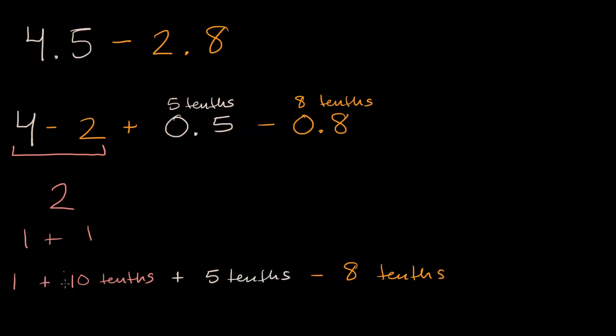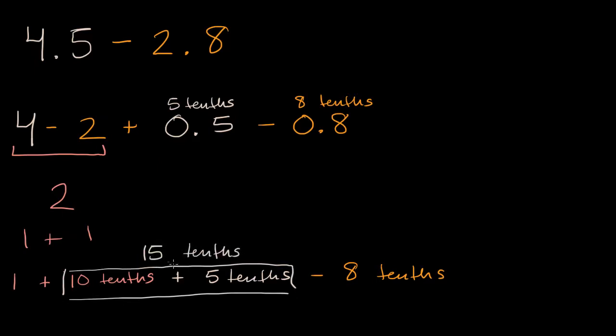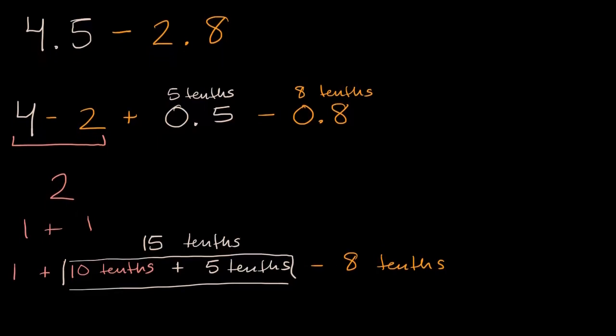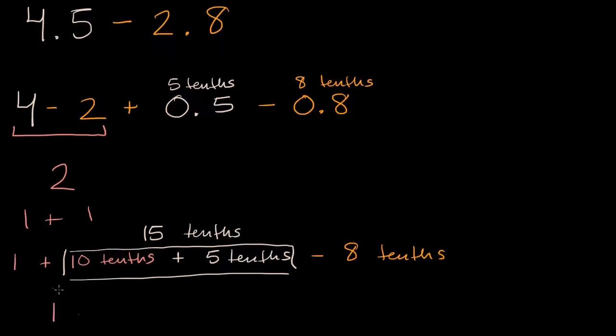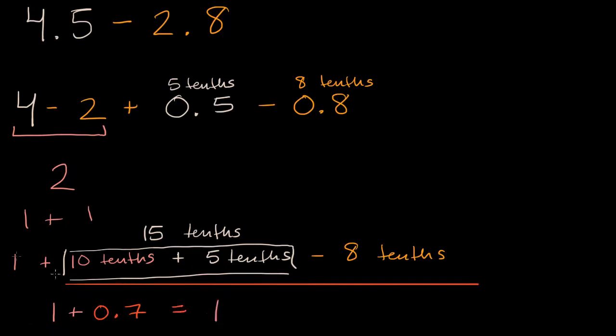Well, this is a little bit more straightforward. 10 tenths plus 5 tenths is going to be 15 tenths. And if you have 15 tenths and you take away 8 of them, you're going to be left with 7 tenths. So this gets us to 1 plus 7 tenths. So all of this, when you compute it, is equal to 1 and 7 tenths. Now there's other strategies that you could do here.